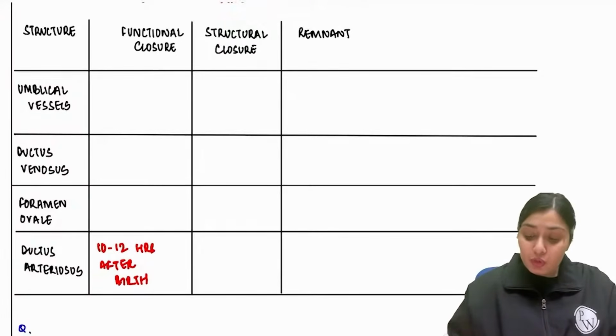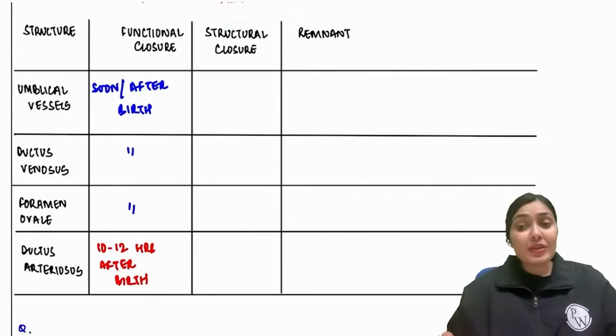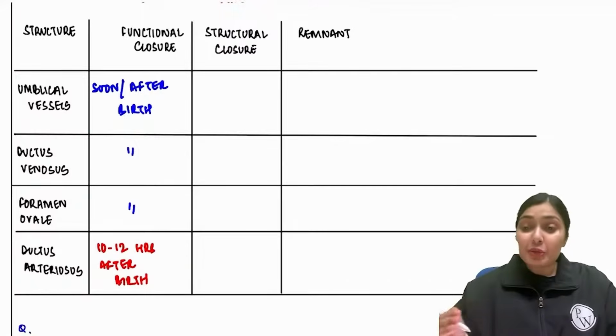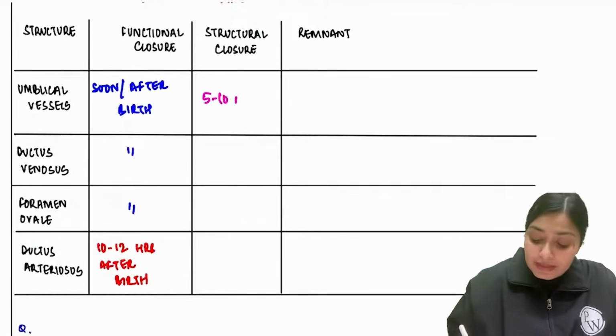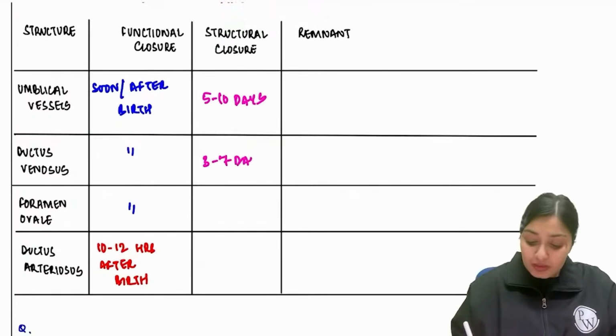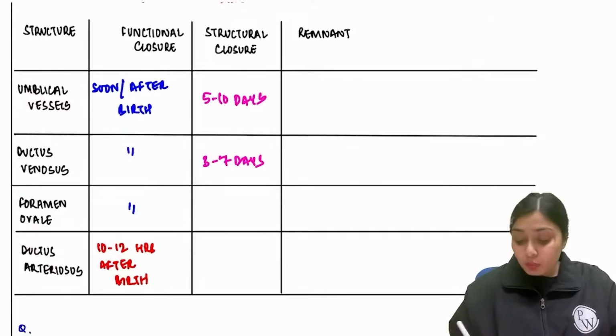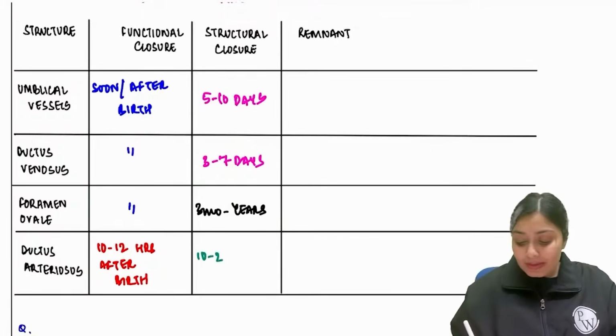Functional closure happens soon or just after birth. The exception is the ductus arteriosus, which takes some hours, 10 to 12 hours after birth. What about structural closure? If we talk about the umbilical vessels, they take around 5 to 10 days to close. The ductus venosus takes 3 to 7 days to close. The foramen ovale can take up to 3 months to years to close. And the ductus arteriosus takes 10 to 21 days to close.